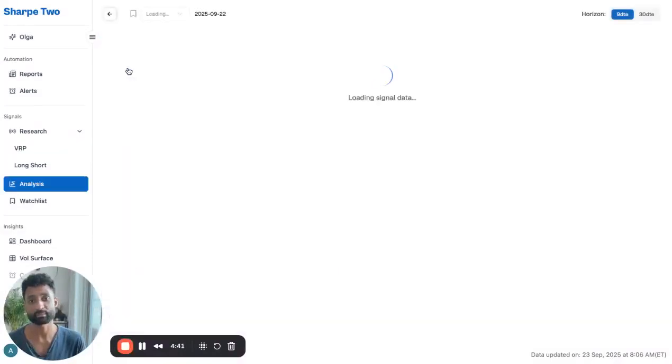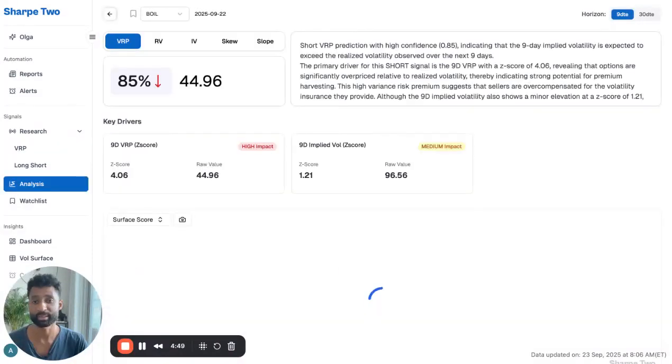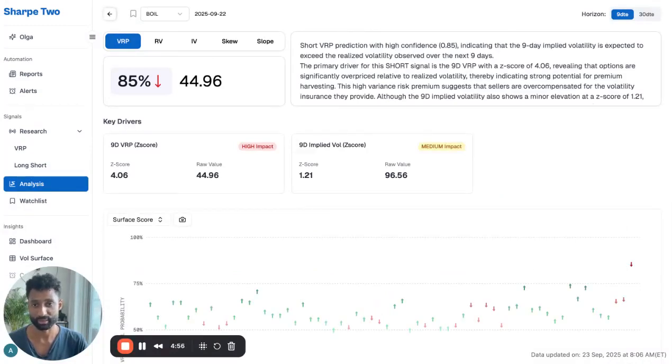So we want to understand more about why we think the VRP in BOIL is juicy, and we can open the page where there are more details about that analysis, and we're going to find some explanation as to what the key drivers are that justify our prediction. In that case, we're saying that the VRP at 9 days is extremely stretched. Score 4, that's actually quite rare. Therefore, that is a very strong justification to sell it, or at least expect that anything you sell implied volatility-wise is going to be above the subsequent realized volatility.